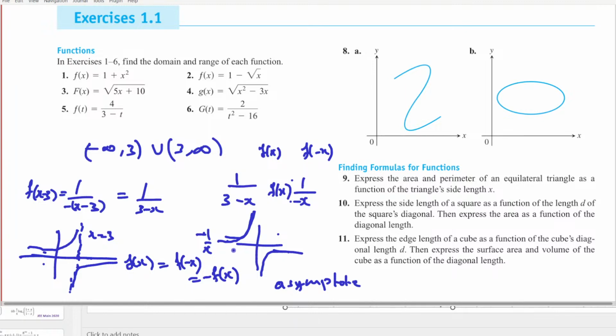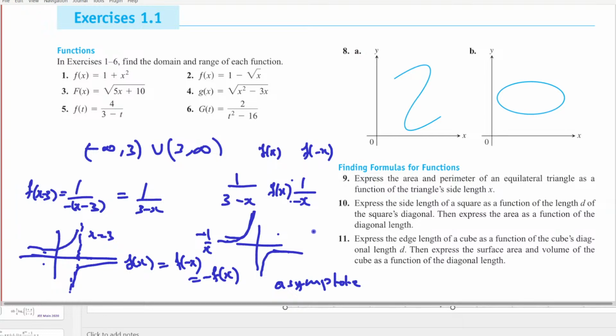Some graphs approach the x-axis, some approach the y-axis, some approach some other line. You'll get to know all of that. In some cases they will approach some slant lines. In this case, this graph is approaching horizontal and vertical lines, right? So these are called asymptotes.